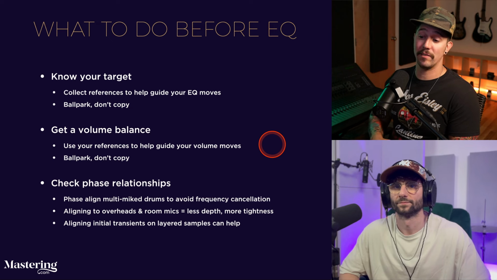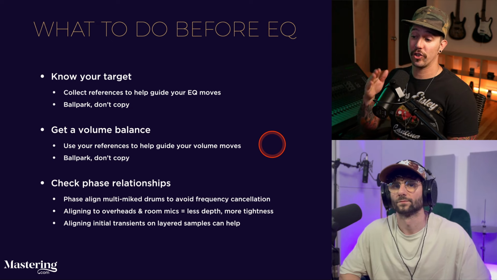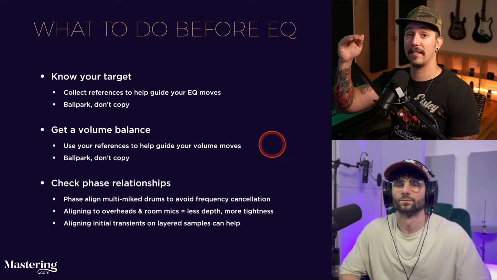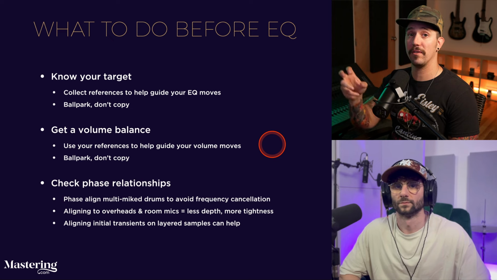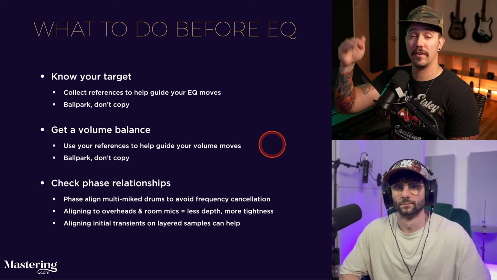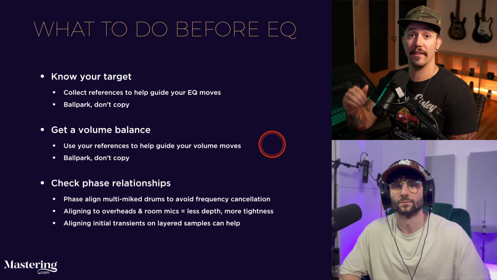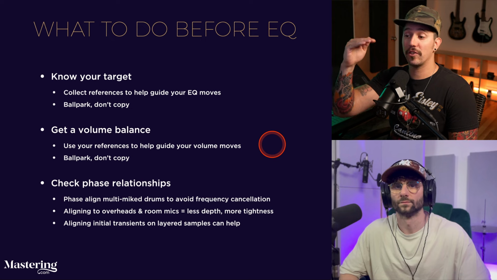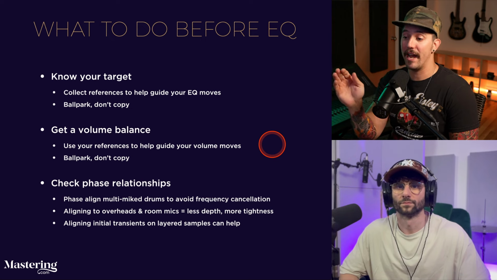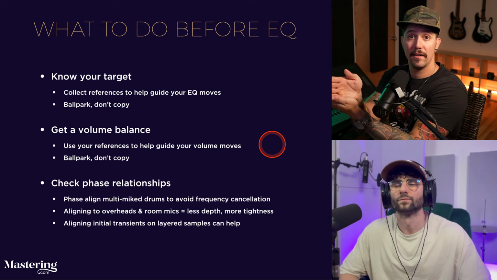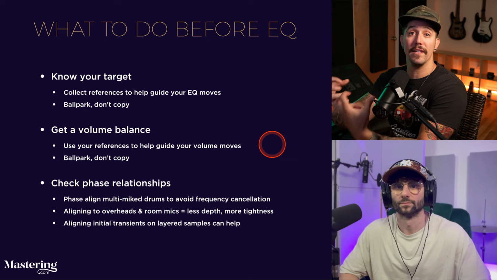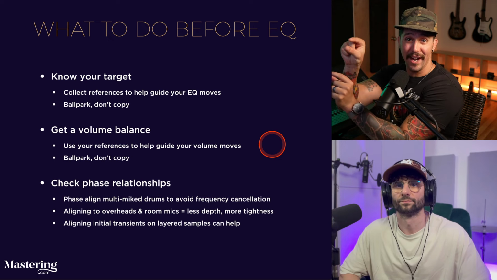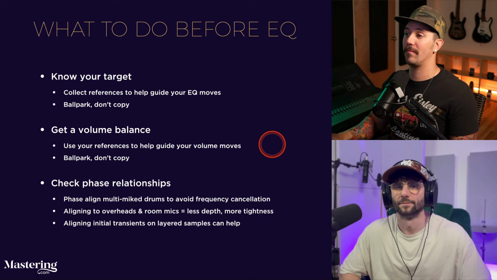And then I've got one last point here: aligning initial transients on layered samples can also make a difference. Even if you're dragging in samples that don't have the same fundamental frequencies, like layering two or three kick drums on top of each other, still trying to get as close as you can to lining up those initial transients can give you the fullness and punch that you might otherwise be lacking if the transients don't quite line up. Let me show you what I'm talking about here.